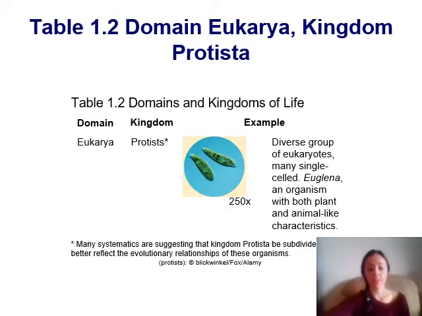One good example of a protista is the single-celled organism Euglena, and these guys can both consume their own food or make their own food. And your book would say that they have both animal and plant-like characteristics. And what they mean by that is that they're able to consume their own food, so that's animal-like, and plant-like would be making their own food.